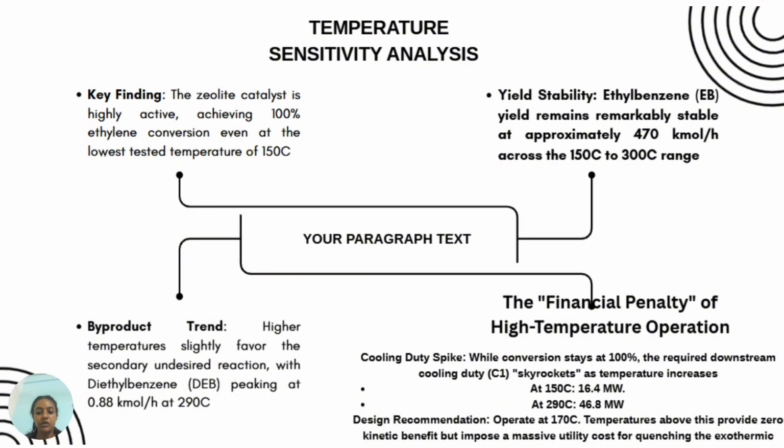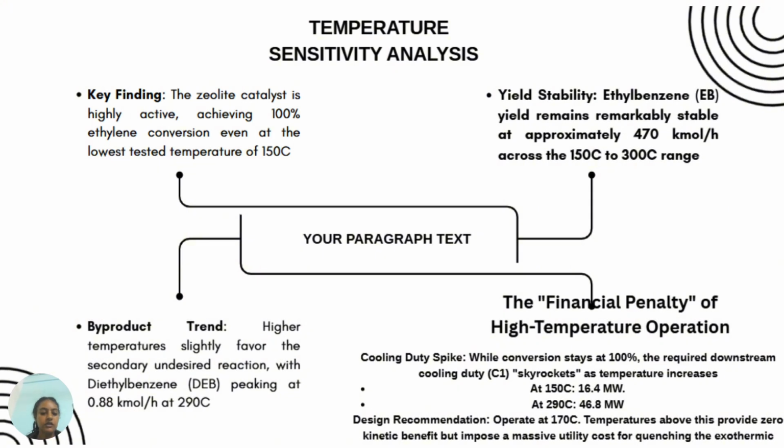As our inlet temperature rises, the required cooling duty skyrockets, jumping from 16.4 megawatt to over 46 megawatt at 290 degrees Celsius. So operating above 170 degrees Celsius provides zero kinetic benefit to our conversion, but it imposes a massive utility penalty. So we recommend an optimal inlet temperature of 170 degrees Celsius to balance stable yield with manageable plant thermodynamics.